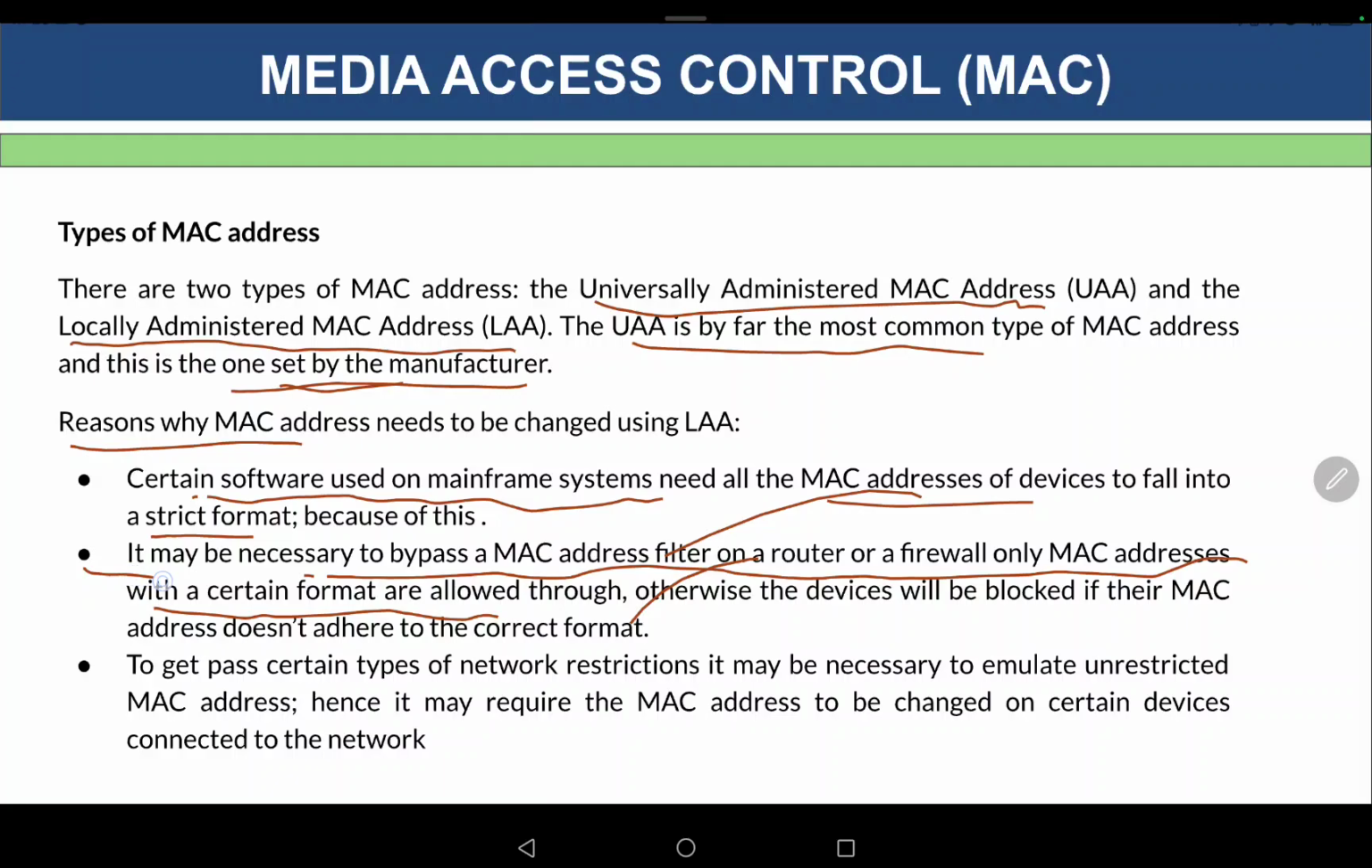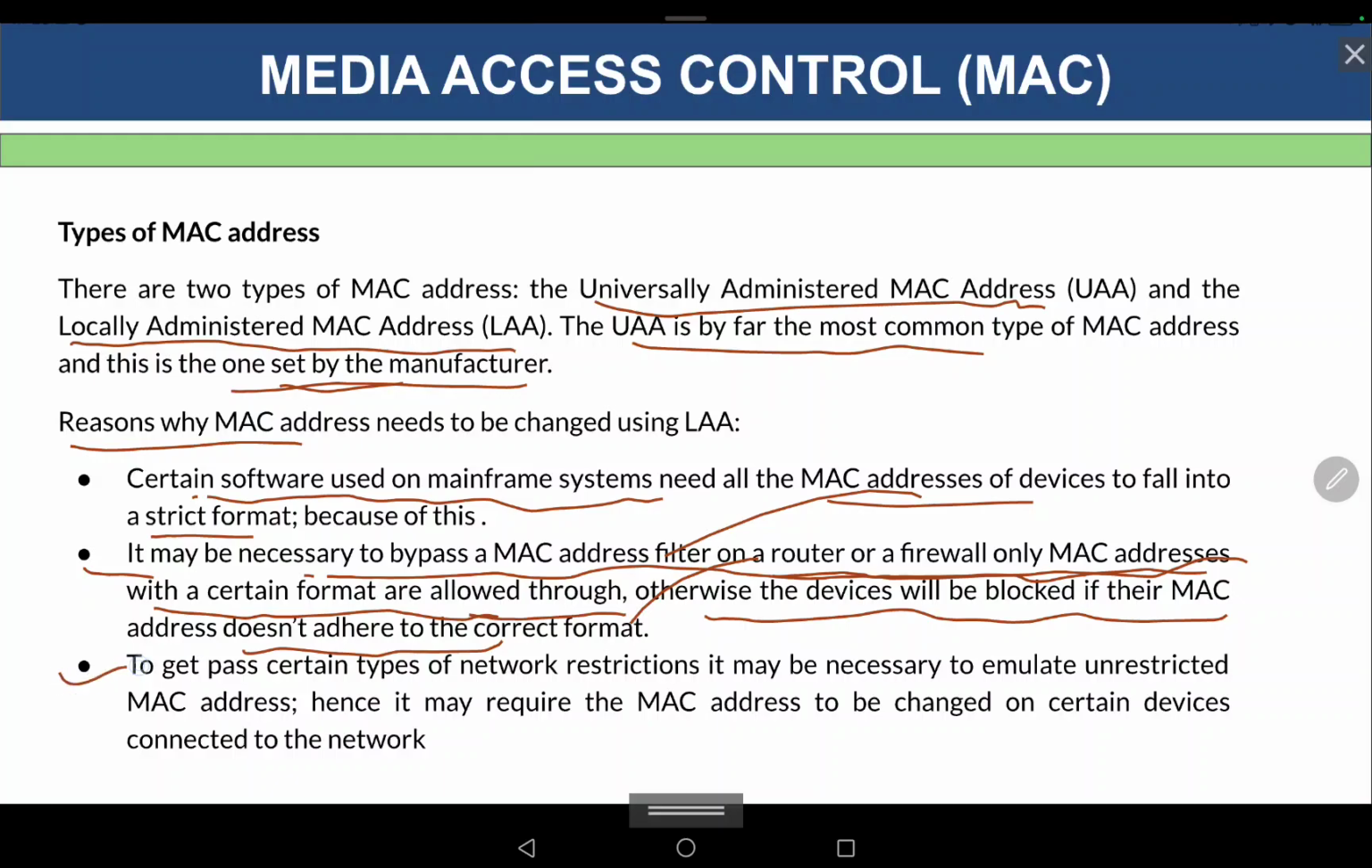Also, it may be necessary to bypass a MAC address filter on a router or a firewall. Only MAC addresses with certain formats are allowed through. Otherwise, the devices will be blocked if their MAC address doesn't adhere to the correct format. What does this mean? In restricted networks, only specific MAC addresses are allowed. So if your address does not match, then you may be blocked.